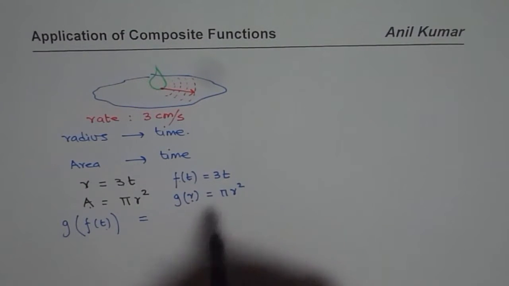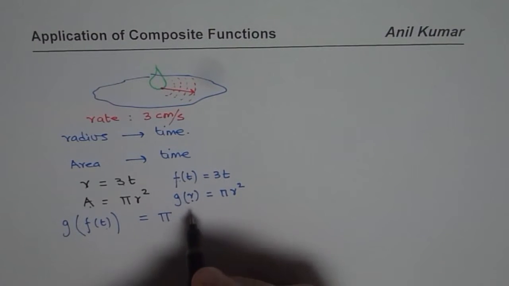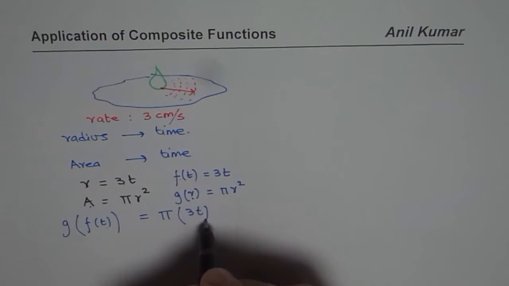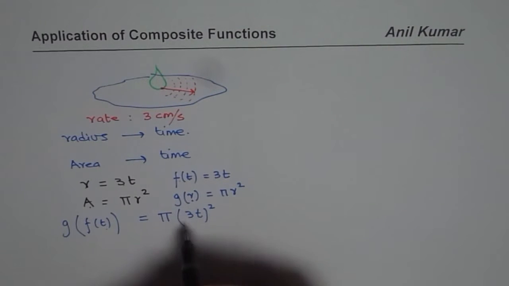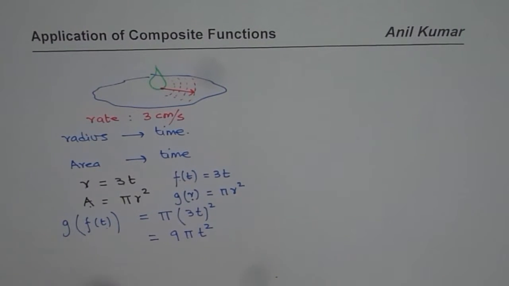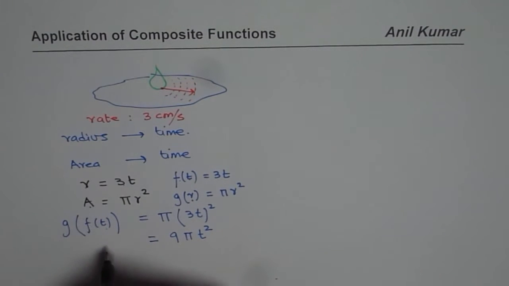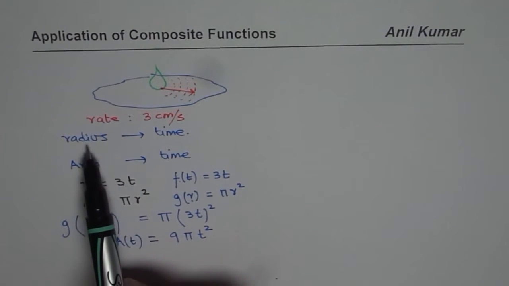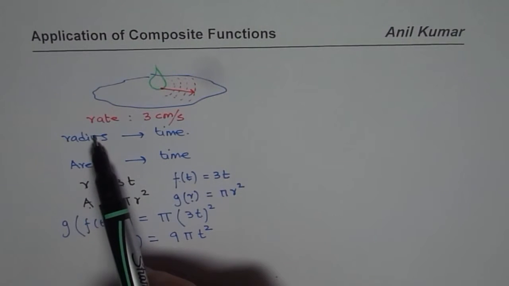So we get pi, and r square means 3t whole square. You get the idea. So once we do that, we can write this as 9 pi t square. Now that becomes area as a function of time. So that is how, using composition of functions, we can write a function in terms of different variables. You understand? So we had radius in terms of time. We know area in terms of radius.